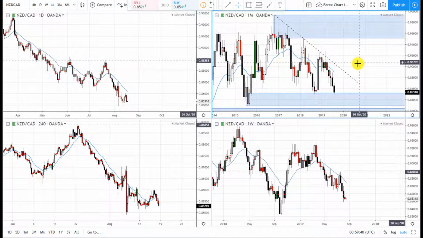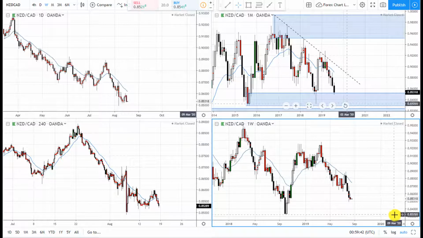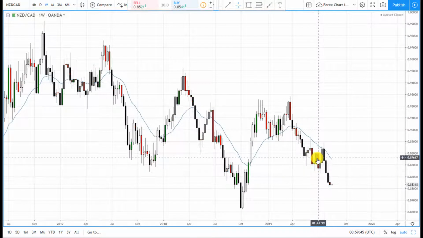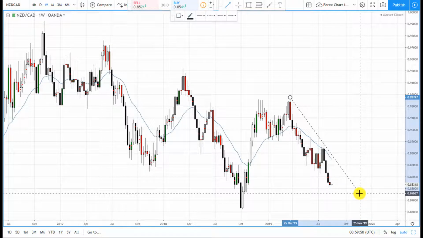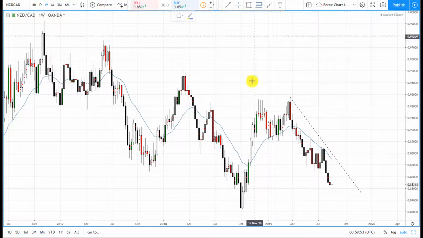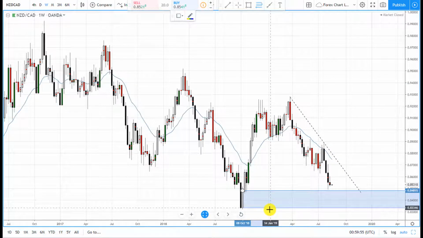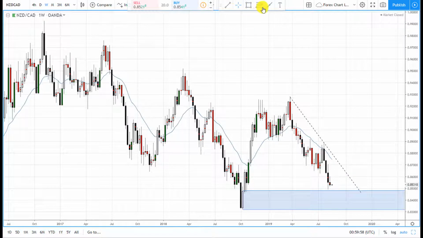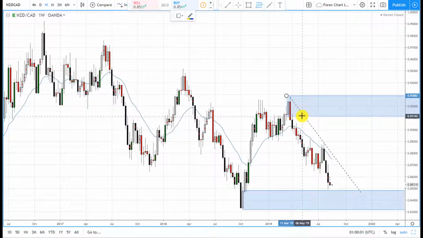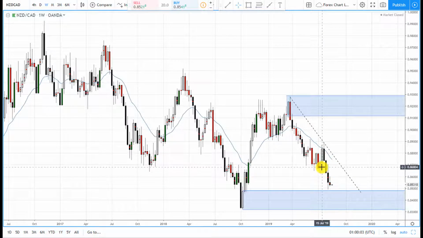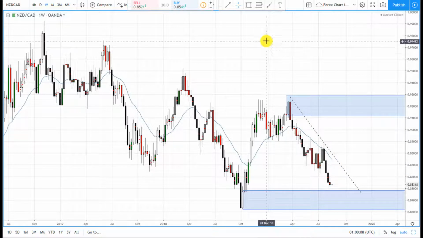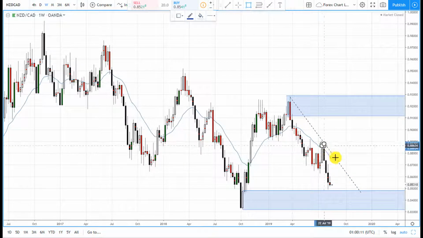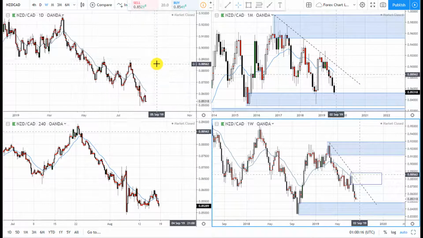So let's take a look at what our middle time frame says. Our middle time frame says there's a downtrend right here. There's a level of demand down here. Level of supply up here. Possibly a level of supply right here. Okay, let's take a look at the daily.